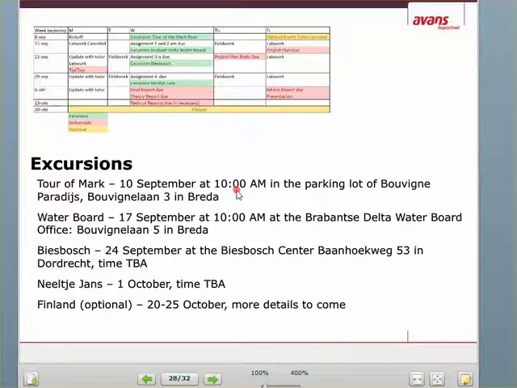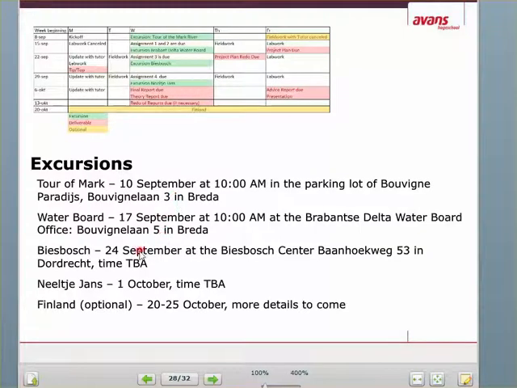Christian, the Maasbos does not have a castle, but across the street from the Maasbos, there's a castle. And actually, we will see the castle because it's part of the water board. The water board has a castle. I'm so jealous. And that's Bovigneland 5, so it's actually right next to where you'll be picked up for the tour.